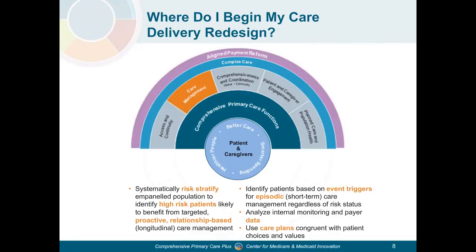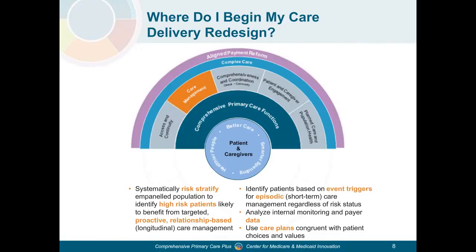The second kind of care management is called episodic care management. This care management approach involves identifying patients based on event triggers, such as transitions of care to different settings or new diagnoses of major illnesses, and providing short-term care management regardless of risk status.